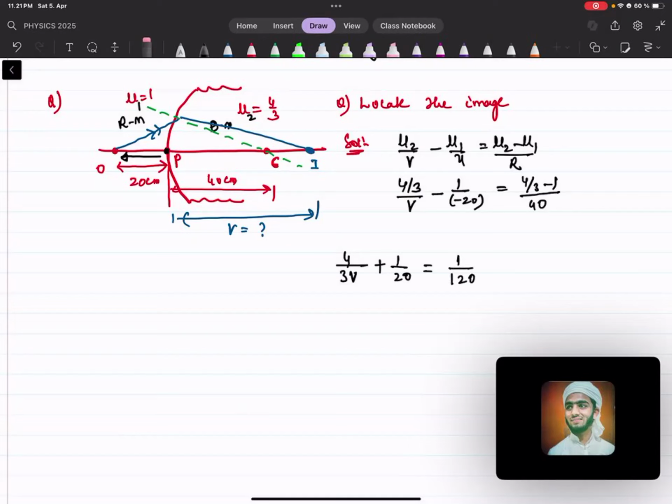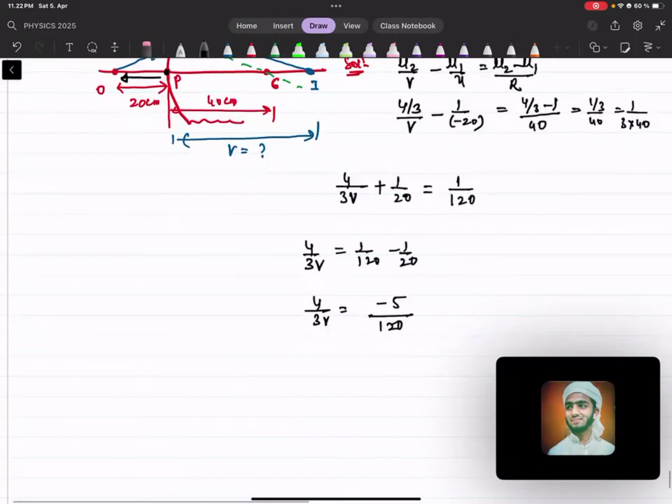So this value here, how much is it right now? 1 by 3 divided by 40. So that is equal to 1 by 3 into 40. That is the reason I'm getting 120. So 4 divided by 3V will be equal to 1 by 120 minus 1 by 20. Take the LCM for this one, it will be 120. And this will be 1 minus 6, which is equal to minus 5.